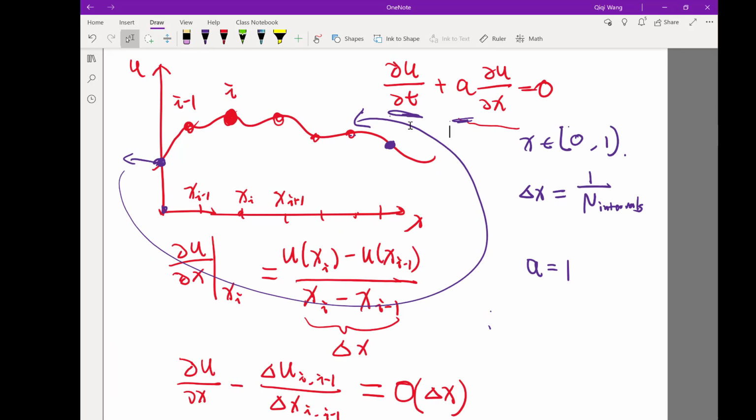So if I approximate the spatial derivative with a backward-looking difference, okay, it works for positive a, which means when the solution is moving or propagating towards the right. It doesn't work when the solution propagates towards the left. Right? Yes. So if it's moving towards the left, does that make it implicit?